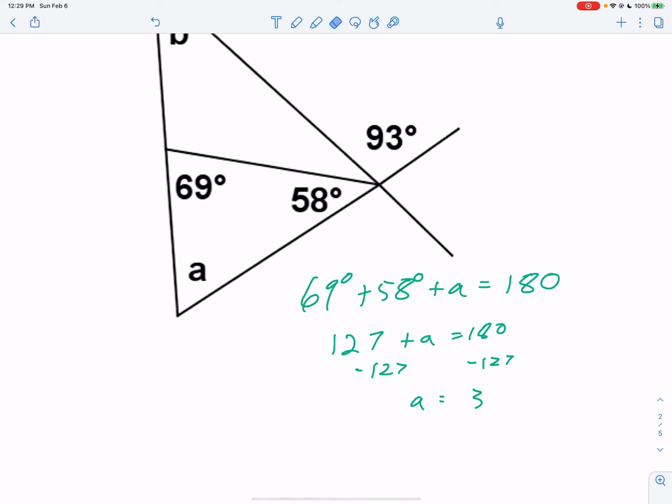53. Ooh, none of y'all stopped me. 53 degrees. Yes, 180 minus that, 10 minus 7 is 3. Drop that. 17 minus 12 is 5. All right, good.